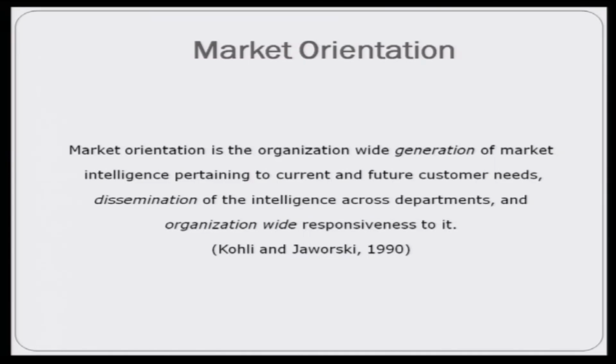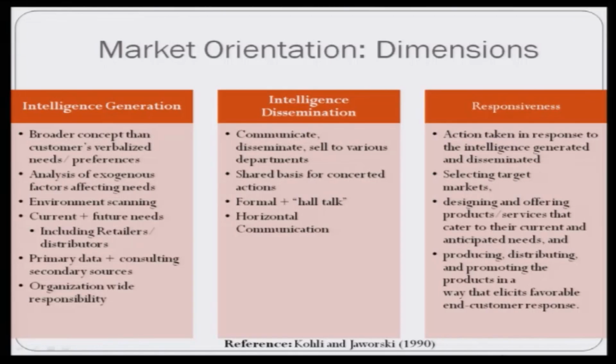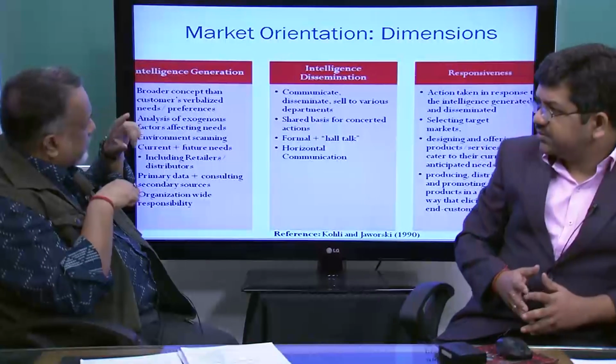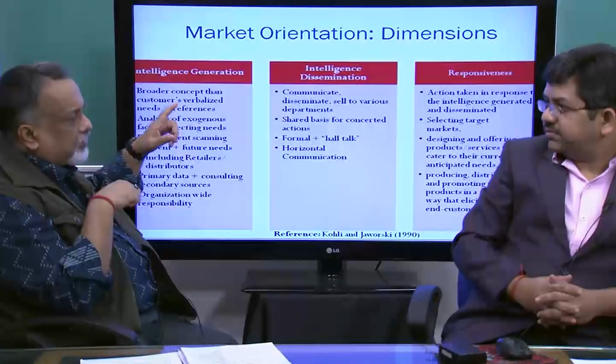Market orientation is defined as the organization-wide generation of market intelligence pertaining to the current and future needs of the customers, and dissemination of this intelligence across the departments, cutting across the functional boundaries inside the organization, and then coming out with a coherent, single response from the organization side. So, that is responsiveness. These are the three dimensions.